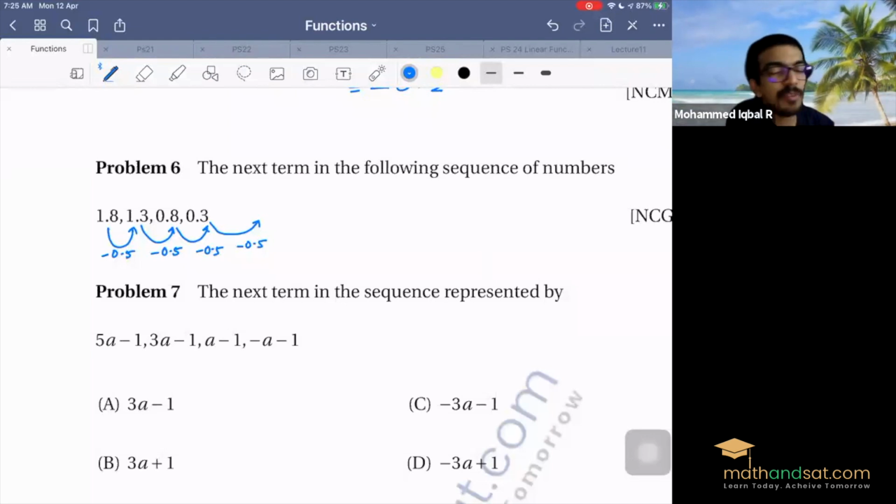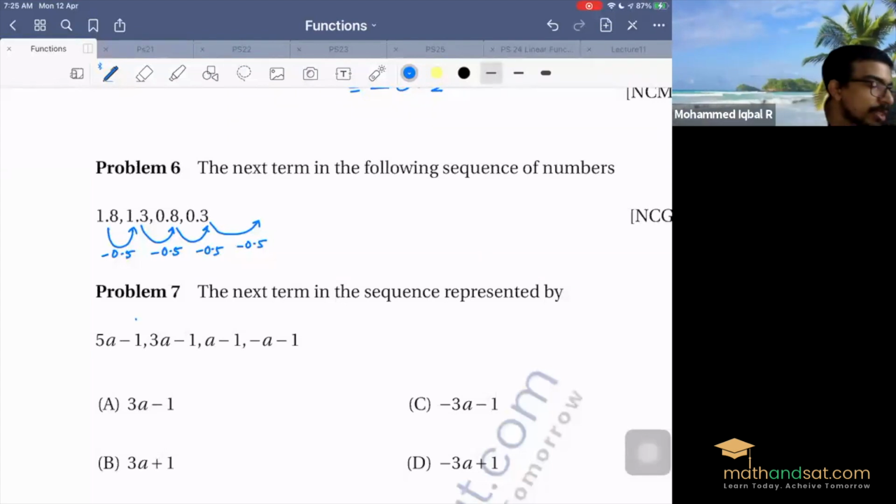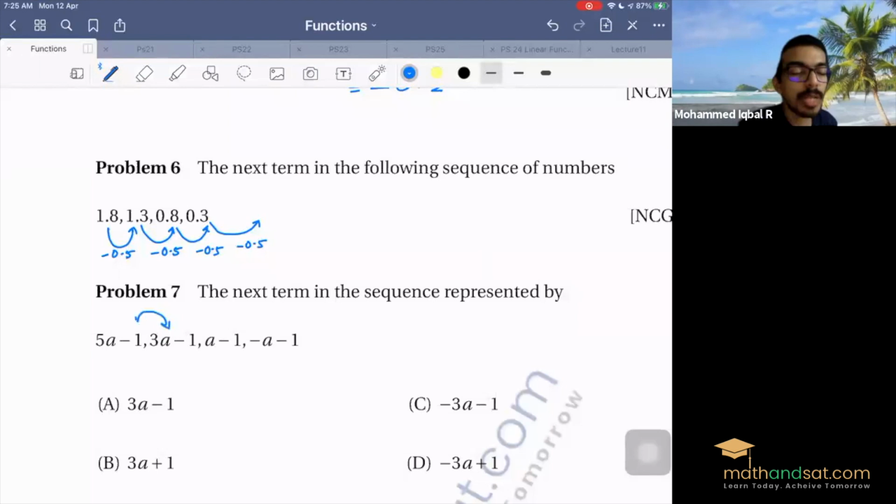See, you start with 5a minus 1, then you're going to 3a minus 1. So when going from 5a minus 1 to 3a minus 1, what really happens? You're reducing 2a, right? You're reducing 2 times a. Or you can say that you're adding minus 2 times a.